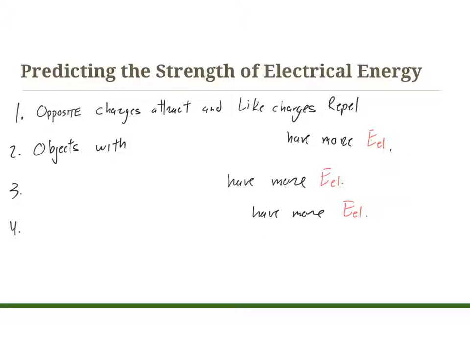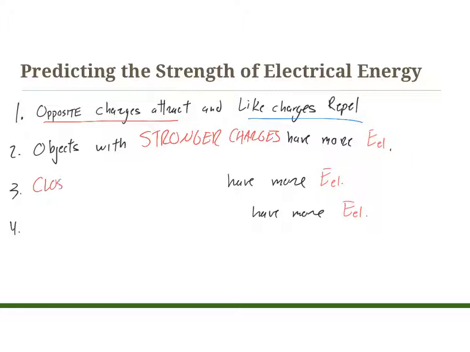Now, a couple of things that allow us to predict the strength of electrical energy. First of all, something that I've been saying often is that opposite charges attract, like charges repel. That's something that I've said multiple times, and hopefully you will remember that already. And then we have objects with stronger charges have more electrical energy. We'll give an example of that.